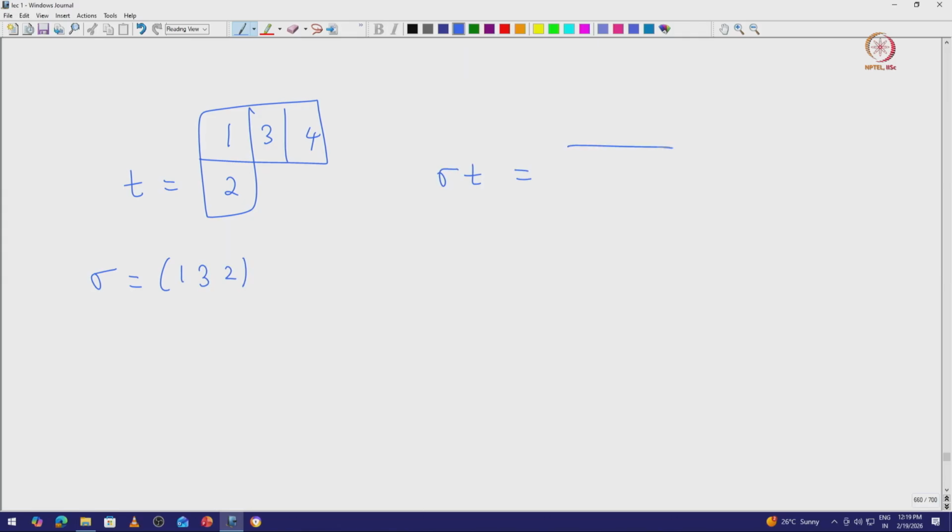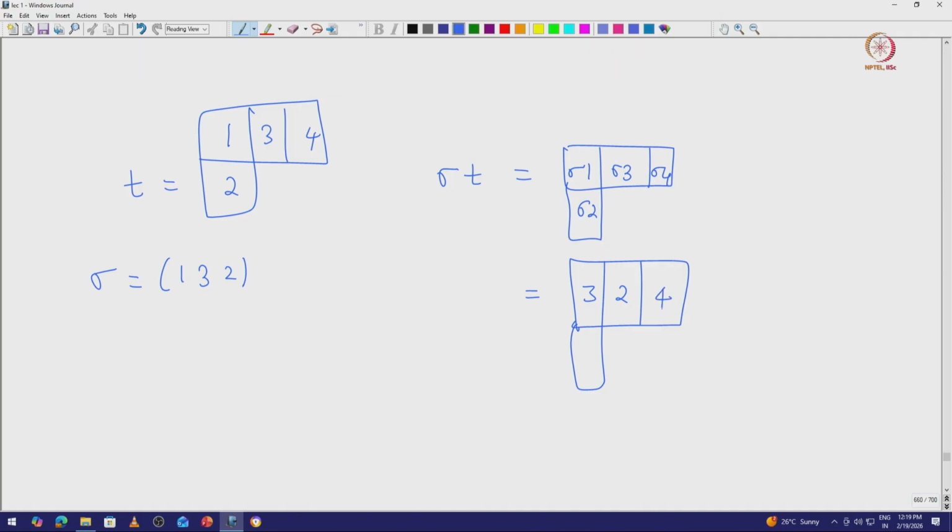We are going to just apply sigma on each element: sigma 1, sigma 3, sigma 4, sigma 2, and we can easily see that sigma 1 is 3, sigma 3 is 2, sigma 4 is 4 and sigma 2 is 1. So that is going to be my sigma T. You just apply sigma to each entry of T, then you get sigma T. And it's not very difficult to see this action is indeed a transitive action.